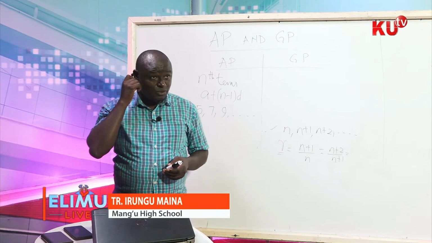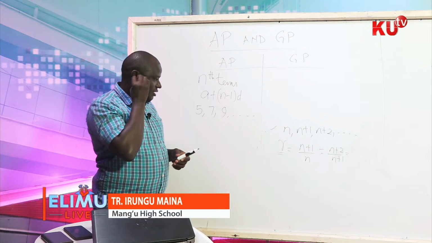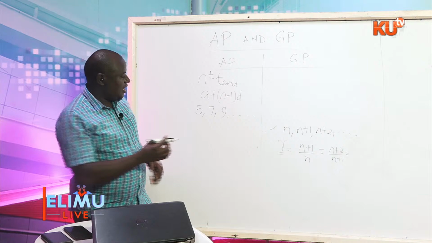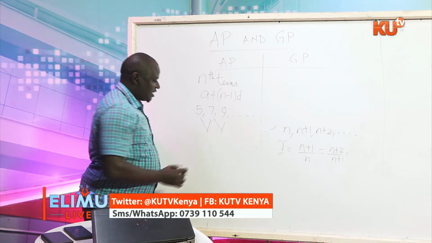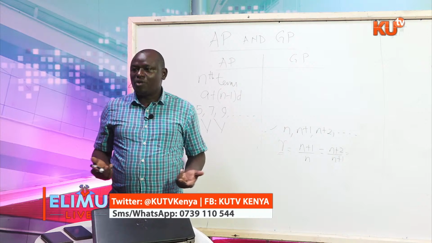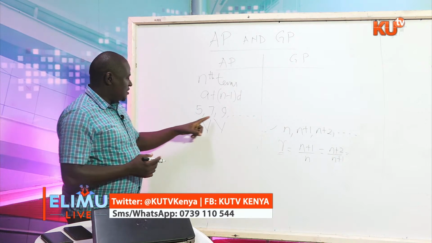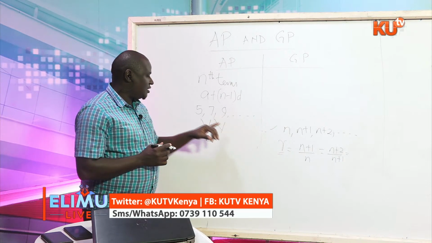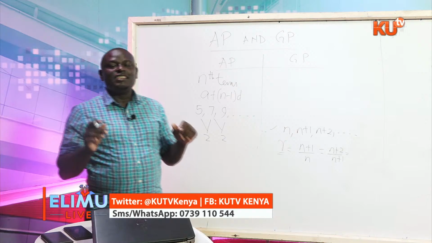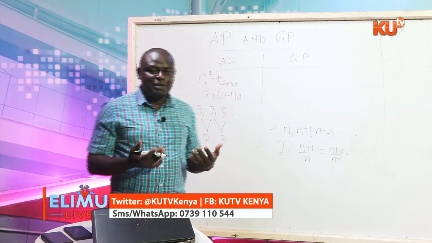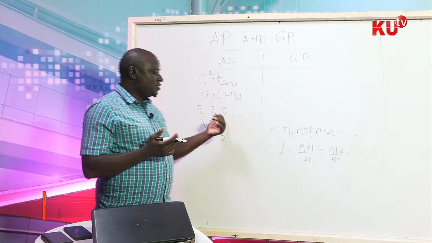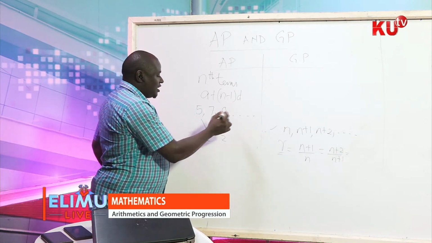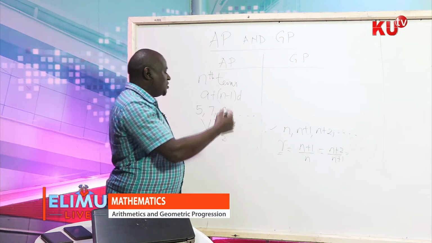Now, the first thing that I want us to agree on, how do you tell that this is an AP and not a GP? As we were doing in primary school, you get the difference and see whether it is common. 7 minus 5 gives you 2. 9 minus 7 gives you 2. It means this is a common difference because it is coming from subtraction. That's why the word difference comes into focus. Now, it means you can continue telling which is the next value.